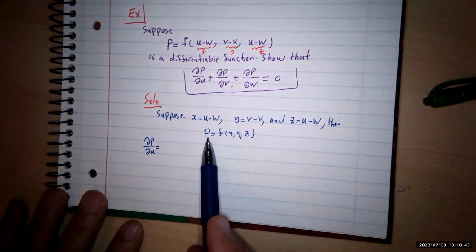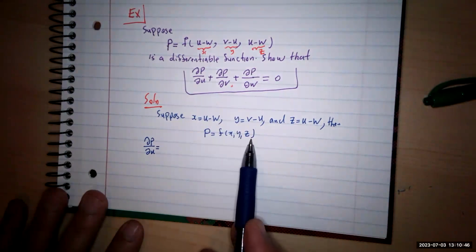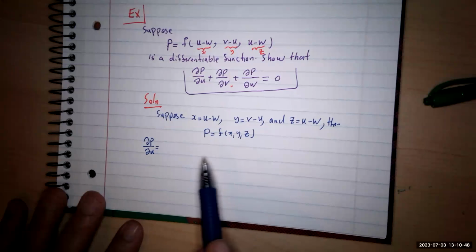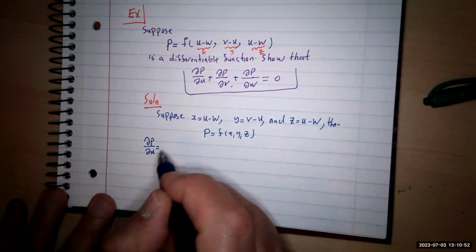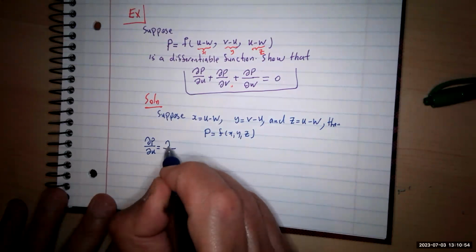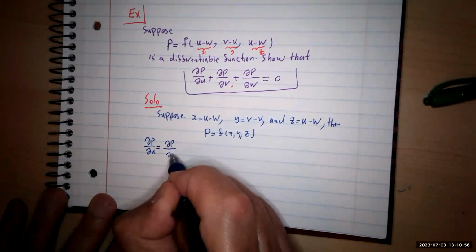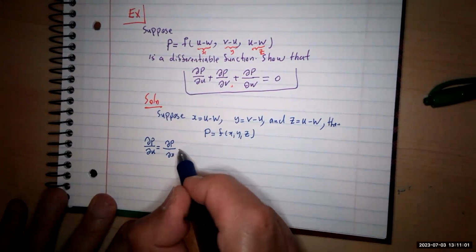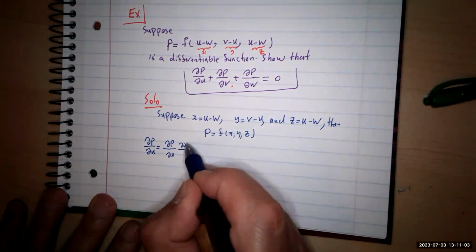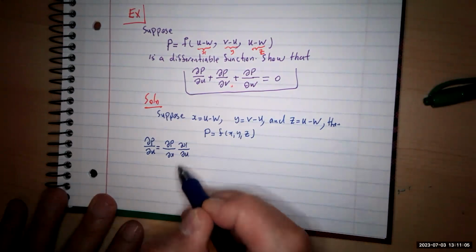You say P is a function of X, Y, Z. So outside, inside for all of them. The first thing to do: the derivative is a function of X, so it's going to be ∂P/∂X. But X is a function of U, so it's going to be times ∂X/∂U. That's the first part.